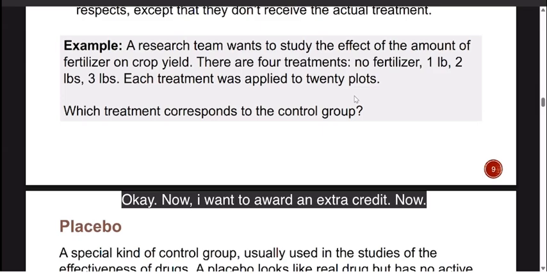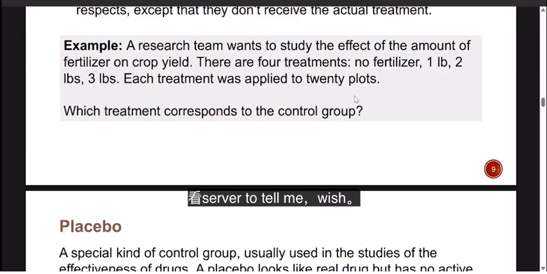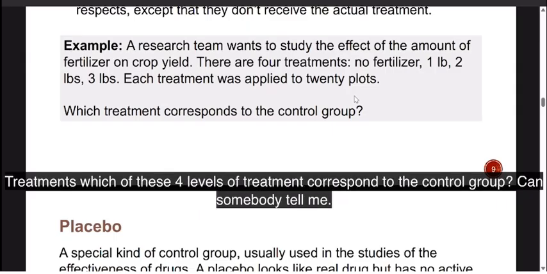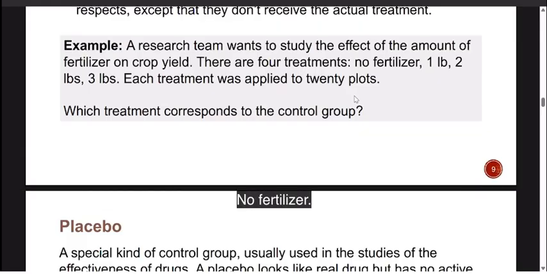Now I want to award an extra credit. Can somebody tell me which of these 4 levels of treatment corresponds to the control group? Can somebody tell me, for extra credit? No fertilizer. Thank you so much. Send me a message for extra credit.